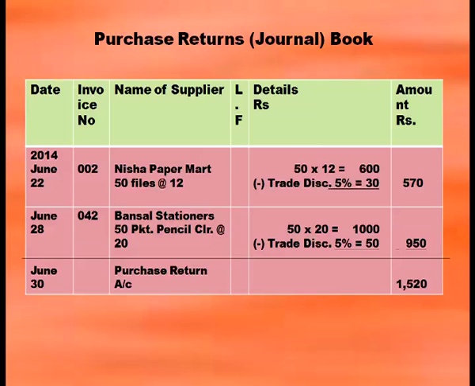Then when you total all the things, 1520 is the total, and purchases returns account you have to write in the name of the supplier column, and in the date column you have to write the last date of that particular month, June 30th, purchases returns account 1520.